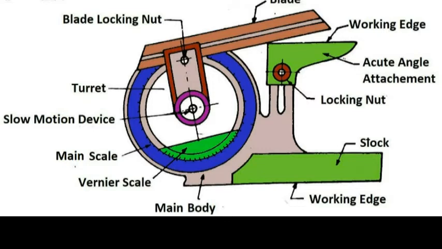Firstly, the vernier bevel protractor. The vernier bevel protractor is the simplest angle measuring instrument, which consists of a main body, base plate stock, an adjustable blade, a circular plate containing the vernier scale, and an acute angle attachment. This figure shows a vernier bevel protractor with acute angle attachment.